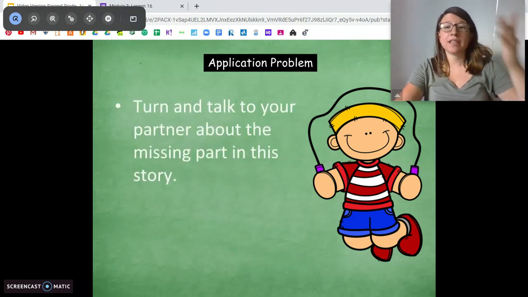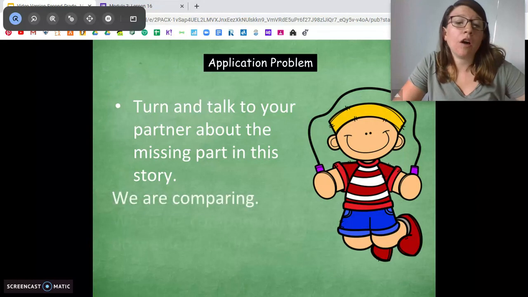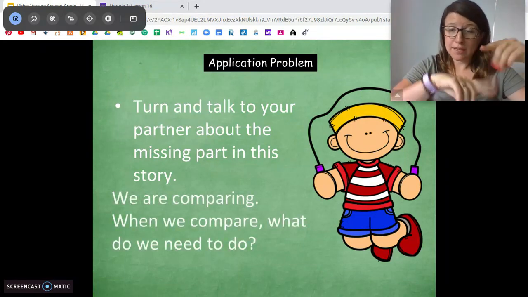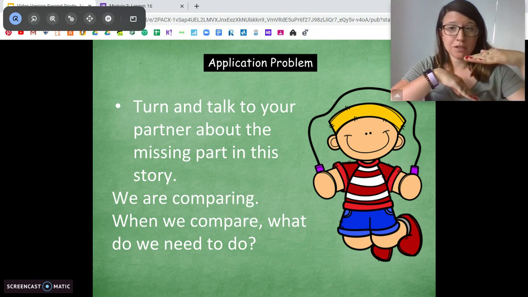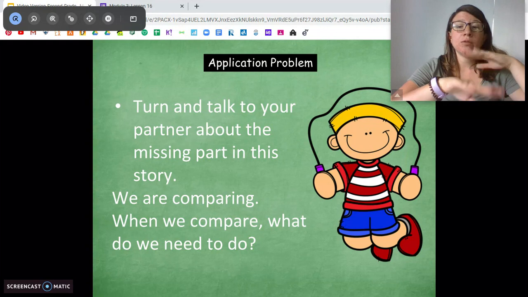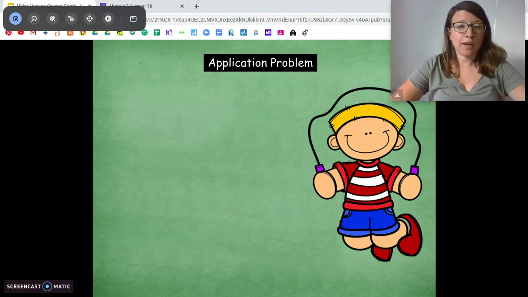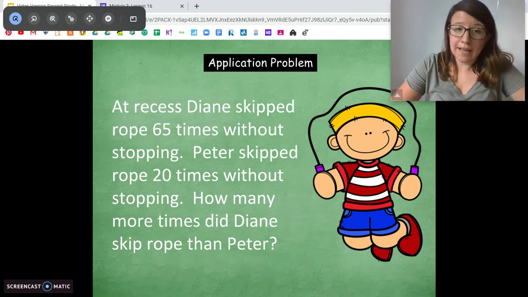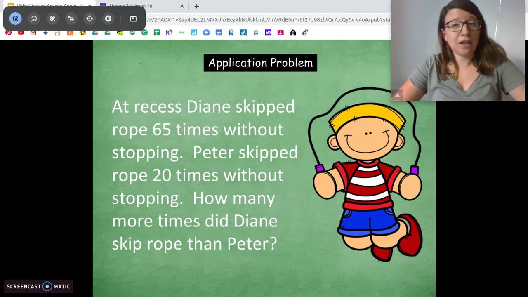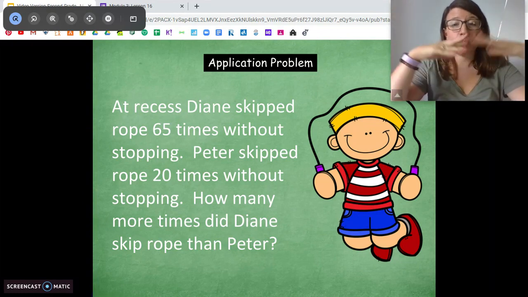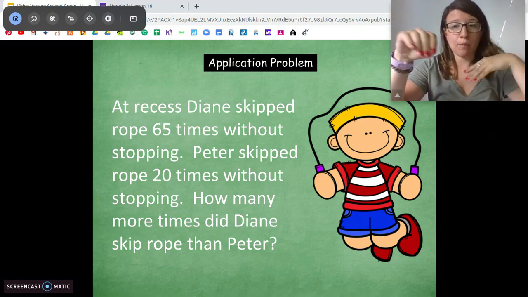Very good. So there's a couple different ways that we can solve comparing problems, unknown problems. We can do number sentences, most often with subtraction because we're finding the difference. We can also use tape diagrams. So I want you to use either of those strategies. I'll put the word problem back up on the board and go ahead and solve. Diane skipped 65 times. Peter skipped 20 times. How many more times did Diane skip? What's the difference? Go ahead and pause and solve.